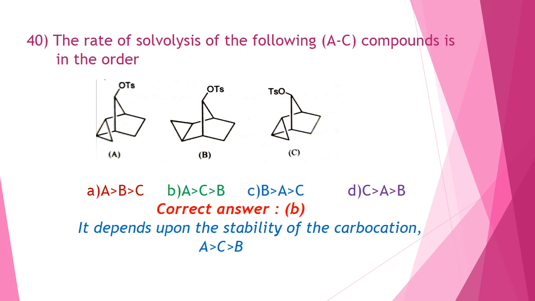Question number 40. The rate of solvolysis of the following compounds A to C is in the order. 3 compounds are given. Generally, the rate of hydrolysis depends upon the stability of the intermediate. If we consider the stability of the intermediate, A is greater than C, which is greater than B. Therefore, the correct answer for this reaction is B.